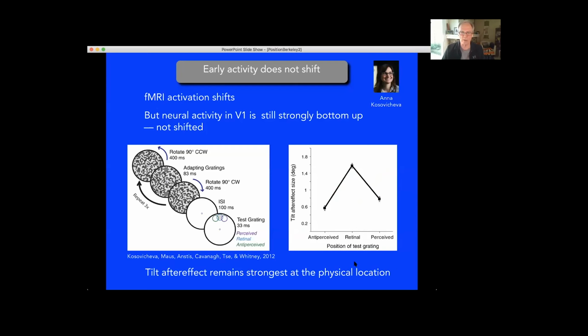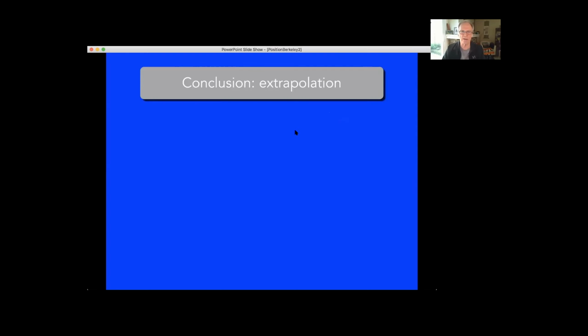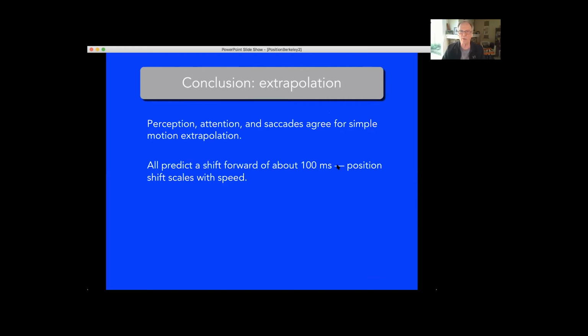And the fMRI results are telling us not that the bottom-up activity got shifted, but that the top-down, the attentional feedback is there. So conclusions: perception, attention, and saccades all agree for this simple motion extrapolation. So they're all working together as they should. And they all predict a forward shift. About 100 milliseconds, the shifts are all about equal to 100 milliseconds of travel of whatever motion was involved. And this position shift scales with speed.